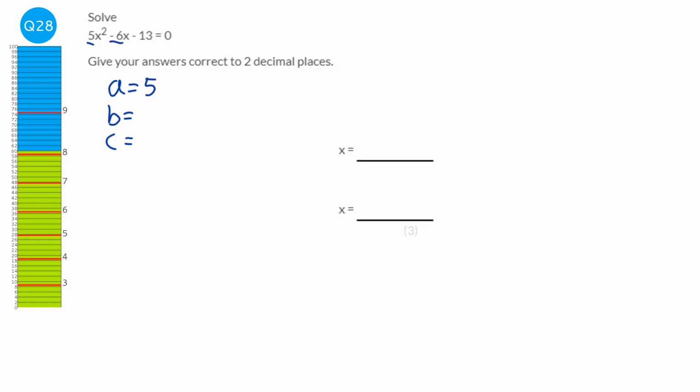B is the coefficient of the x, which would be minus 6. And then c is the number left over at the end. So we're going to write the quadratic formula, but with our values in it. So we have minus b.